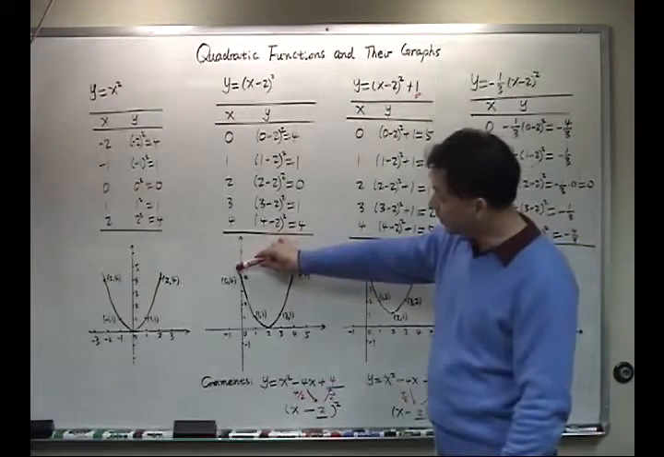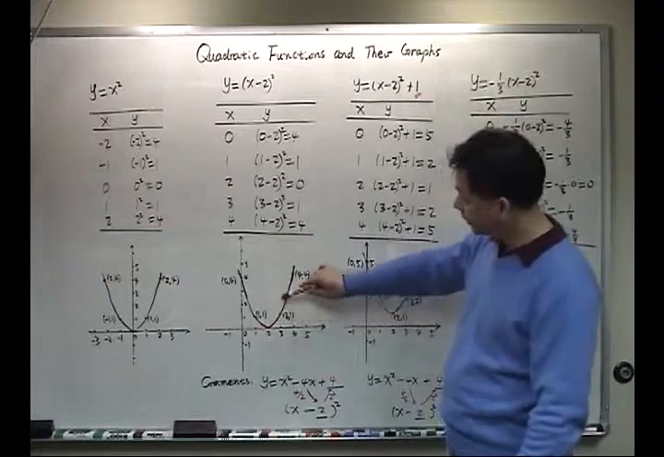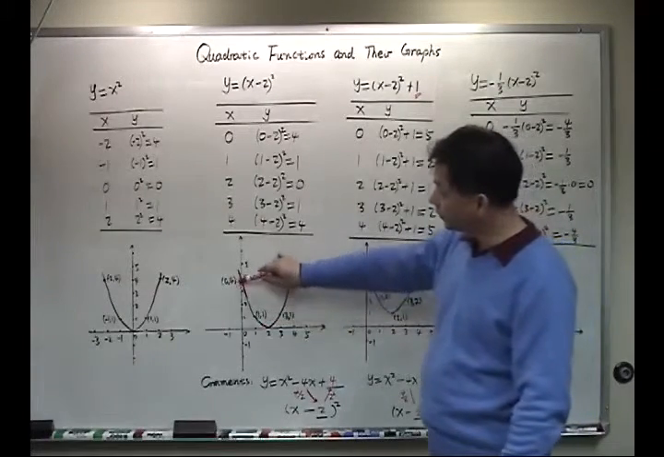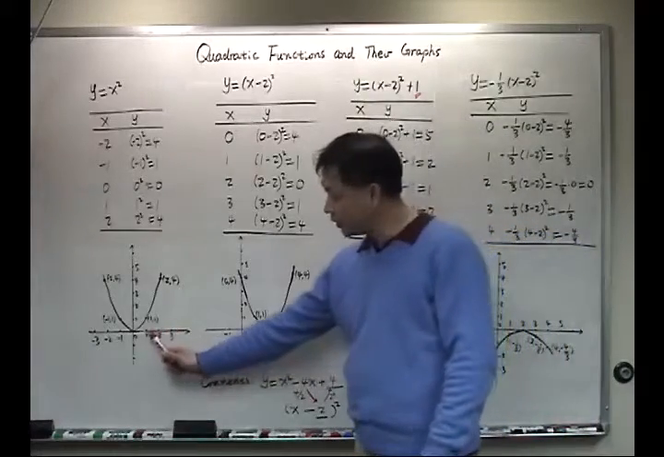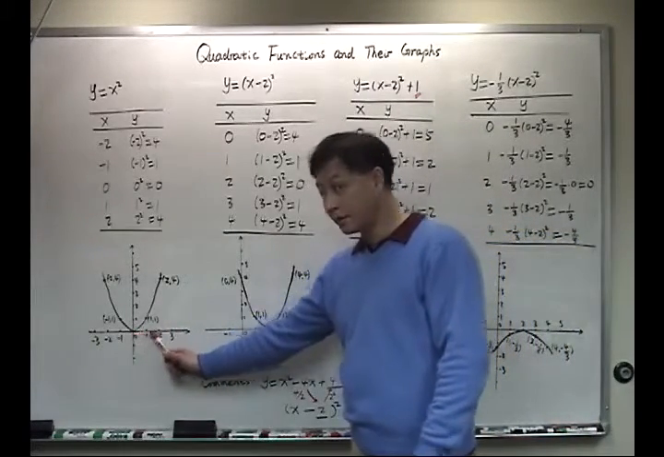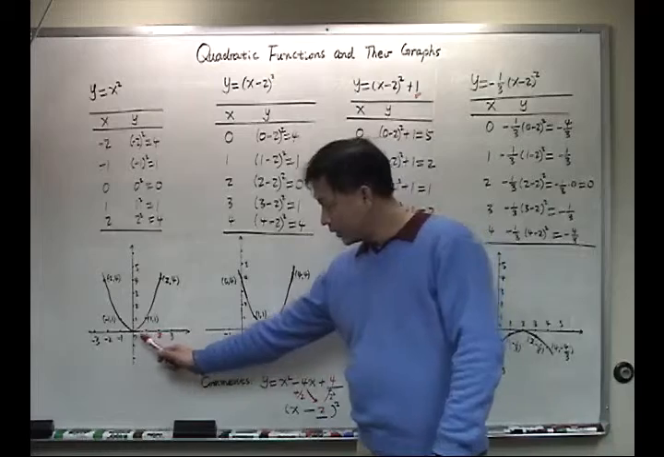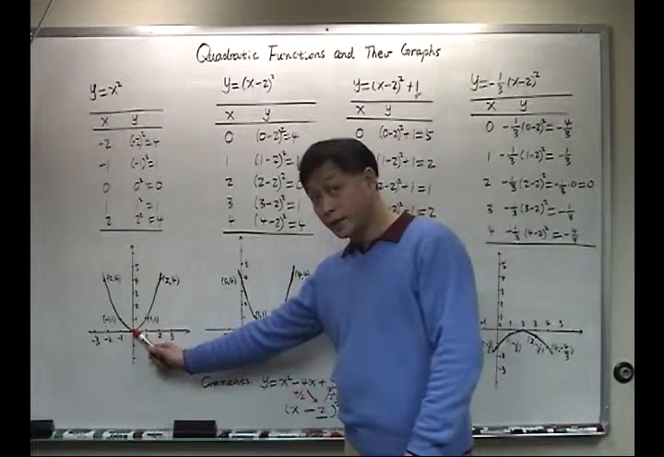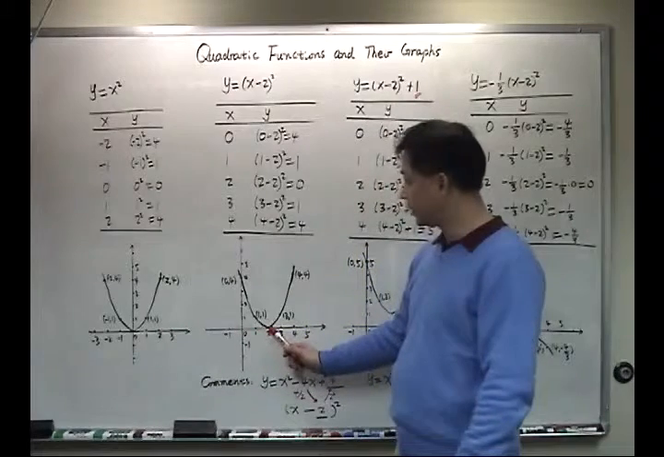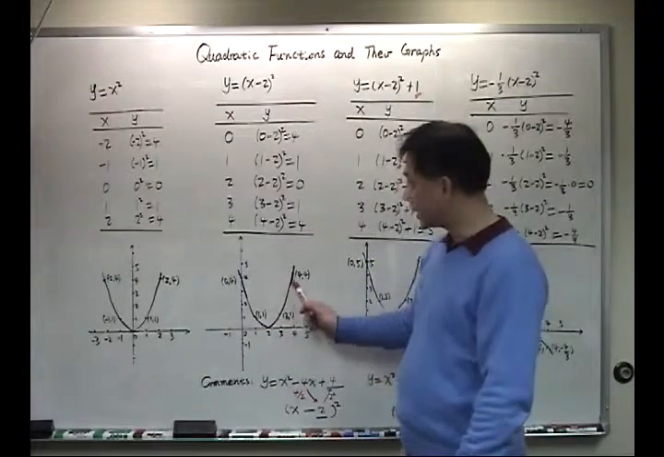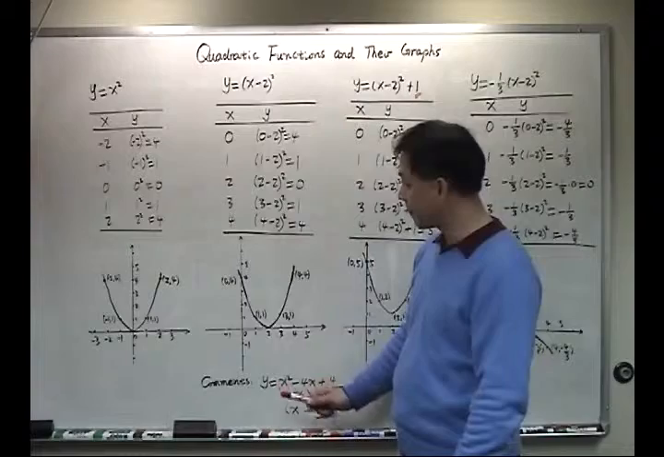Again, you connect those 5 points, then you have a smooth curve. You can see this graph is 2 units to the right of the first graph. The vertex was right here, now 2 units to the right. Okay, 2 units to the right. The rest of them are the same.